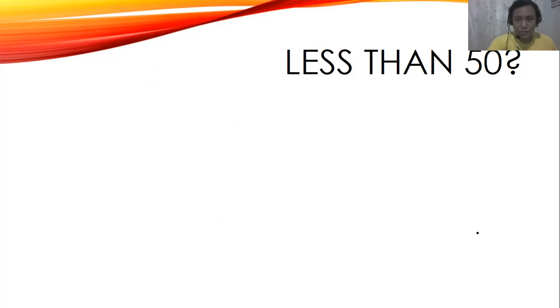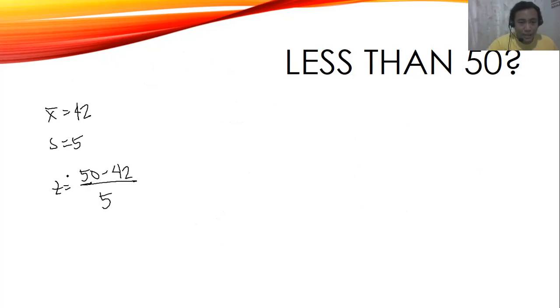Okay. Less than, how about less than 50? So again, yung mean natin is 42. The standard deviation is 5. Now is less than 50. Kunin natin yung z-score: 50 minus 42 over 5. So don't forget ha, the formula for the z-score is x minus mean all over standard deviation. Baka mamaya, bakit saan nakuha yung mga number na yan? So 50 minus 42 is equal to 8, divided by 5. So 8 divided by 5 is equal to 1.6.